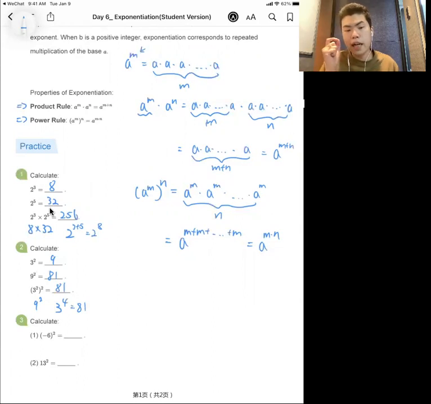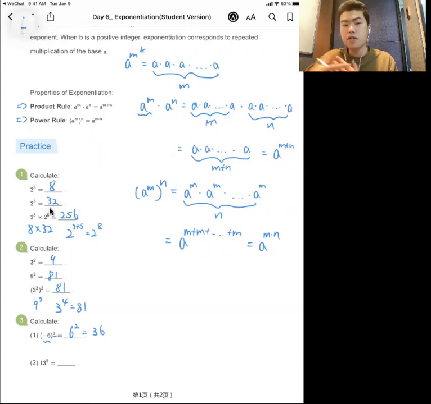Let's also look at the first question in problem 3. We see that the base number here is a negative number. If we have a negative sign inside the parentheses, make sure that we first determine the sign. If the exponent is an even number, the final result is positive. If the exponent is an odd number, the final result will be negative. Here, because the exponent is even, this is equal to 6 to the power of 2. We can just remove the negative sign, and this equals 36. So 36 is the final result.